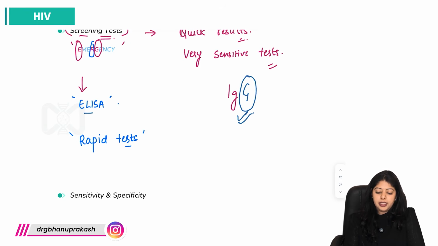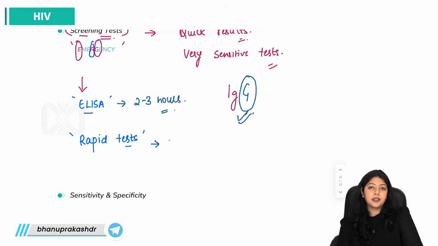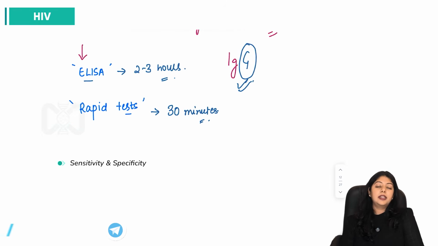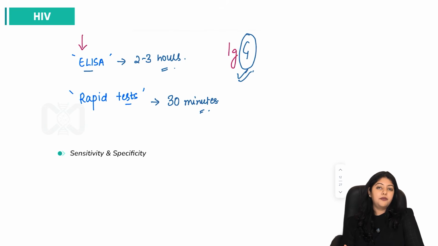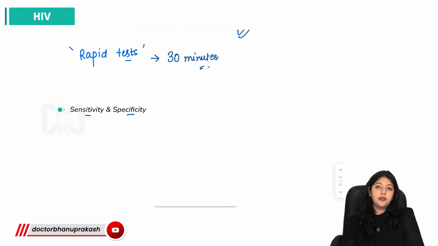So ELISA gives results in around 2 to 3 hours. Whereas these rapid tests have the ability to provide results within 30 minutes. So since we say that this is an emergency state and we require higher sensitivity and specificity, what is the sensitivity and specificity for this?